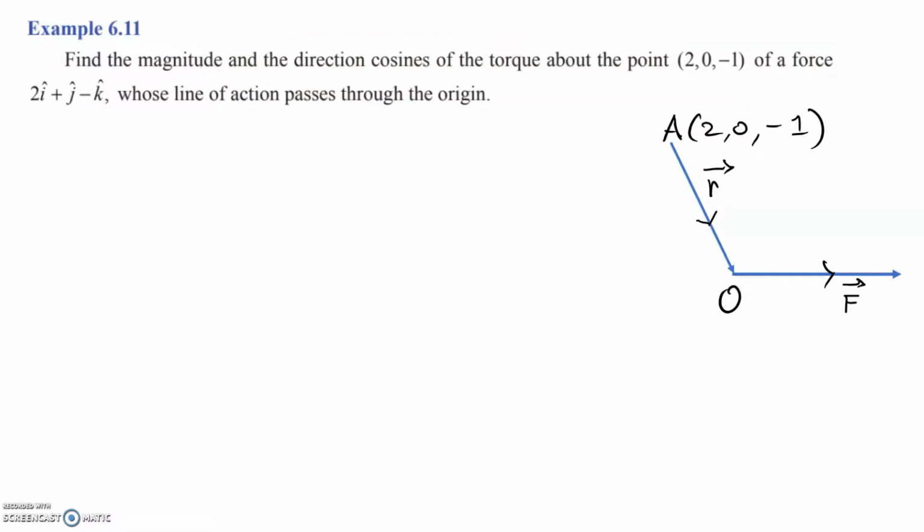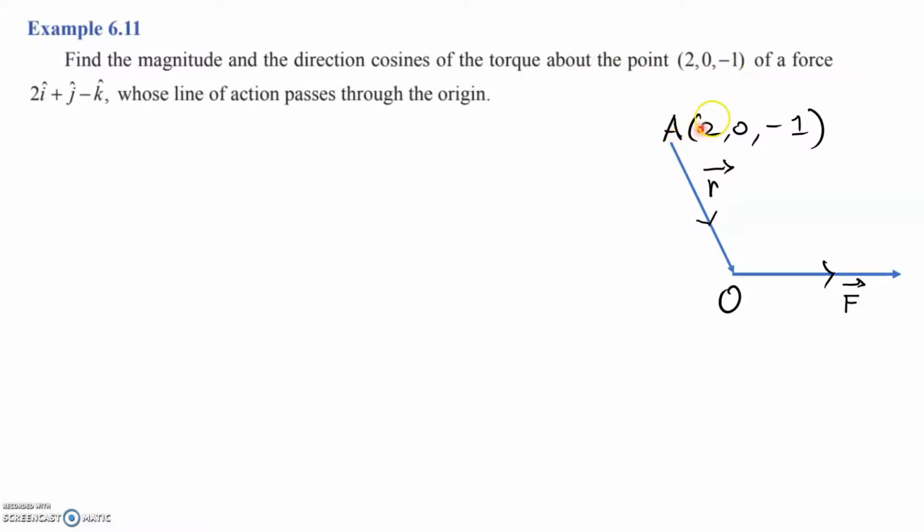Let's do a problem. Find the magnitude and direction cosines of the torque about the point (2, 0, -1). So we are asked to find two things. One, the magnitude. The second, the direction cosines of the torque. So torque is always about the axis or the origin. About the point (2, 0, -1).